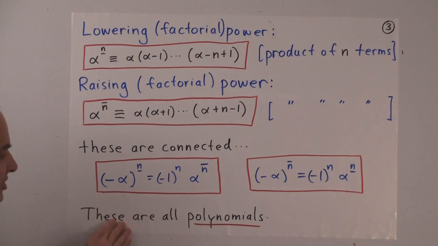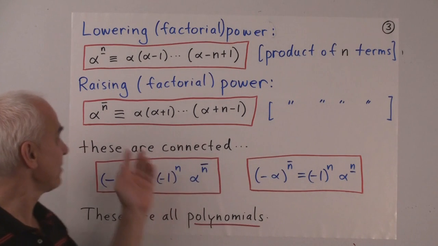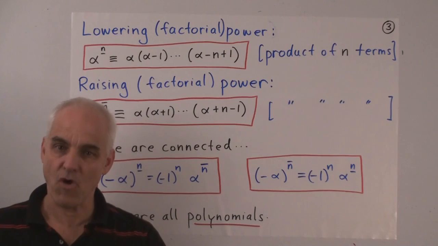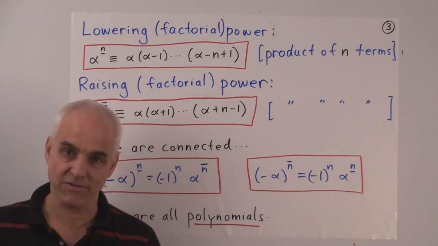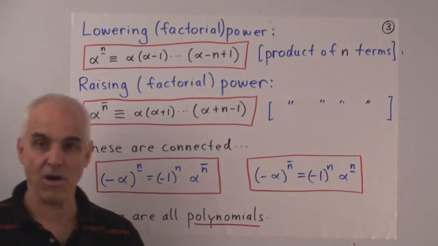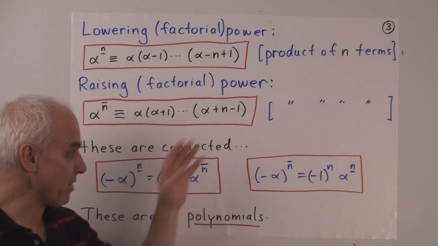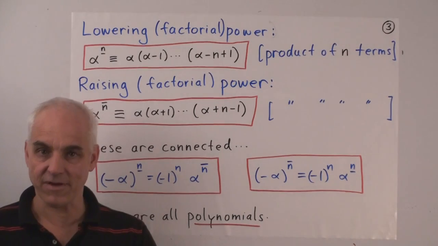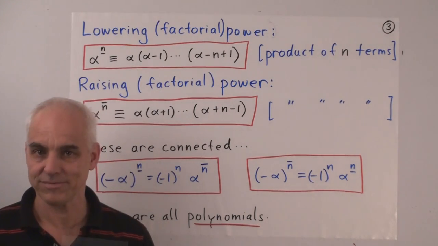And let me emphasize that all of these objects are polynomials. They're formal combinations of powers of alpha once you expand them all out. You can always expand them out and get something involving powers of alpha, alpha squared, alpha cubed, and so on.